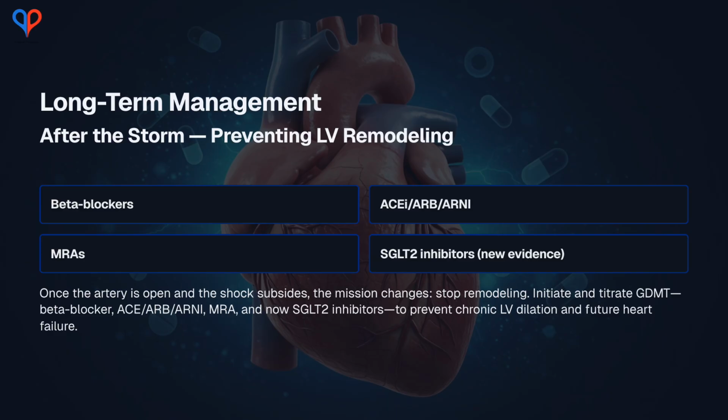Once the acute phase has passed, reperfusion completed, arrhythmias controlled, and shock stabilized, the focus shifts to long-term myocardial protection and prevention of adverse remodeling. Patients with reduced LV function after anterior STEMI should be started on and aggressively titrated through guideline-directed medical therapy for heart failure with reduced ejection fraction. This typically includes a beta blocker to blunt sympathetic overdrive and reduce oxygen demand, an ACE inhibitor, ARB, or angiotensin receptor neprilysin inhibitor to reduce afterload, limit remodeling, and improve survival.